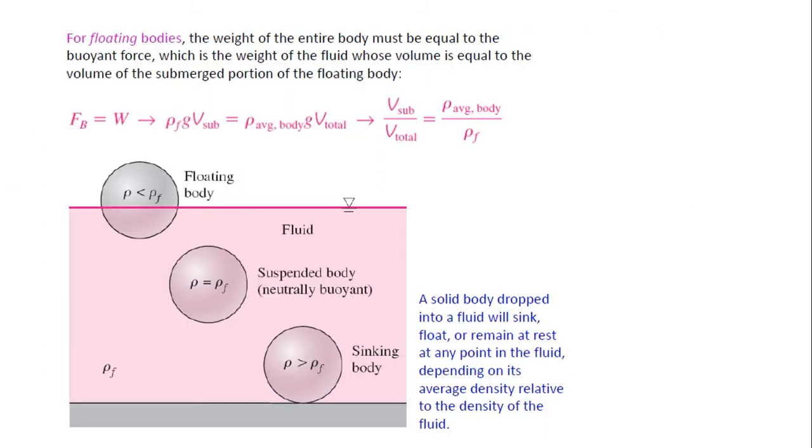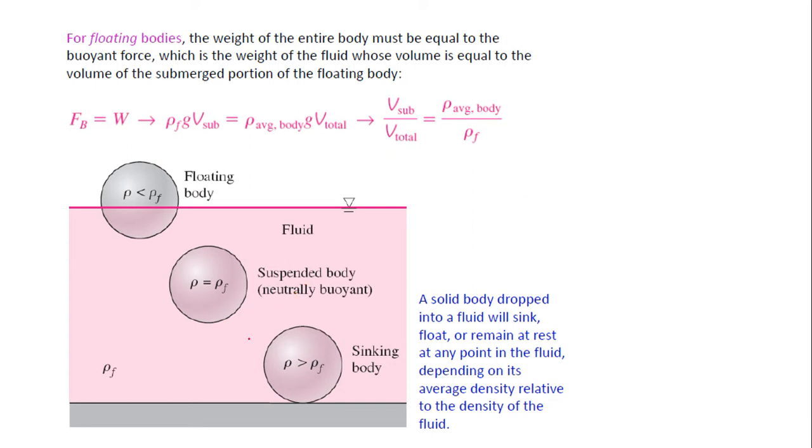Okay, so these are the three scenarios. In a fluid, you have one floating, because the rho of the object is less than the rho of the fluid. That's why this body is floating. The second one, the object is suspended, submerged, but still maintained at that level. That means the rho of the object is equal to the rho of the fluid. So it's a suspended body and it's neutrally buoyant.